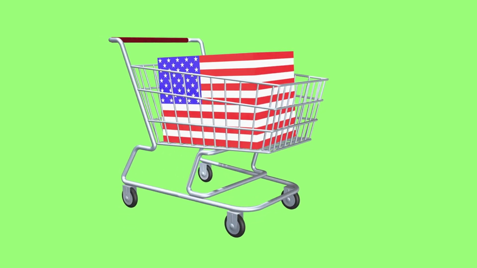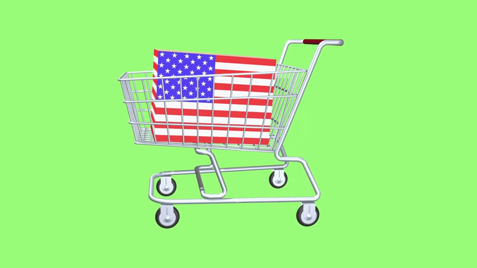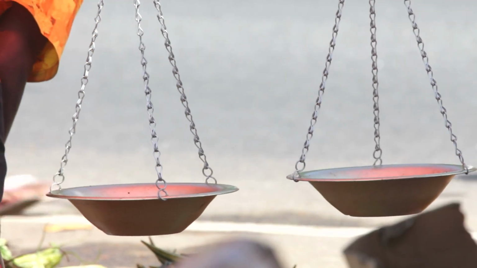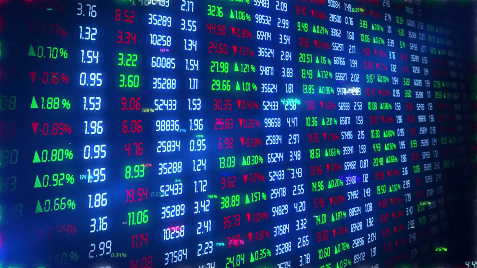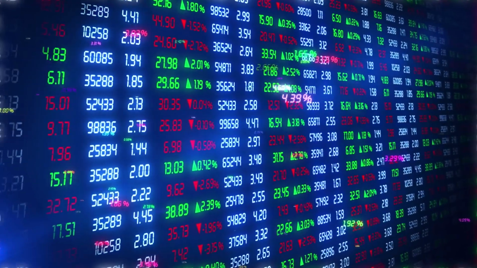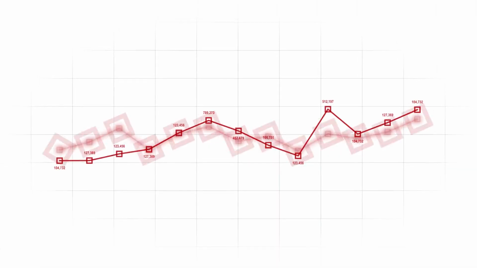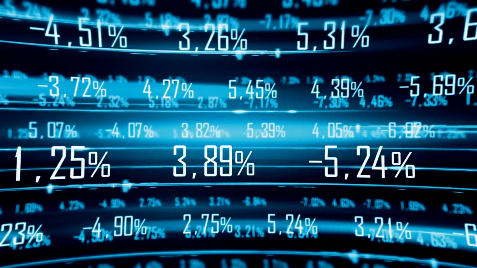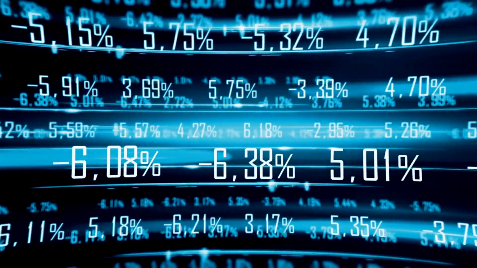In addition to these dynamics, it's essential to recognize the role of elasticity in supply and demand. Elasticity measures how responsive quantity demanded or supplied is to changes in price. For instance, if the quantity demanded for a product changes significantly with a small price change, we say that demand is elastic. Conversely, if quantity demanded remains relatively stable despite price fluctuations, demand is considered inelastic. Understanding elasticity helps businesses and policymakers make informed decisions about pricing strategies and resource allocation.